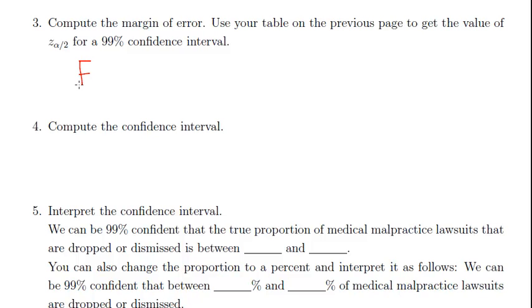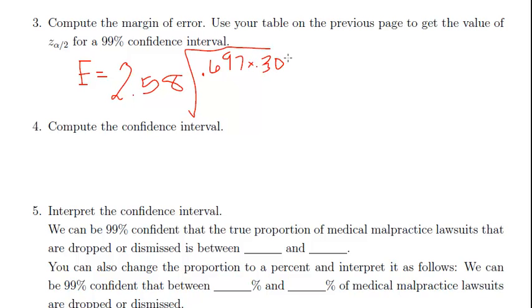Okay, so my margin of error is equal to 2.58. And then I take 0.697 times 0.303 divided by 1228. And that's equal to 0.0338. Okay, so that's my margin of error.